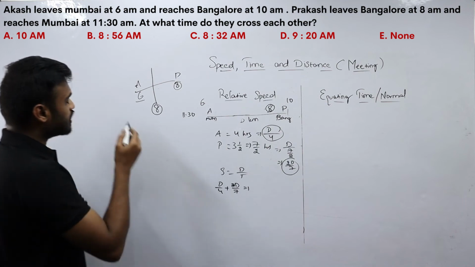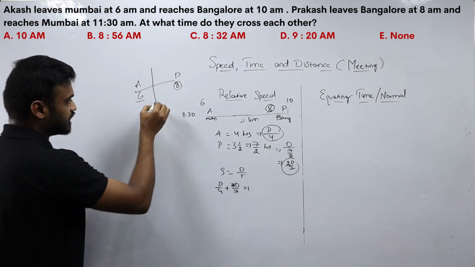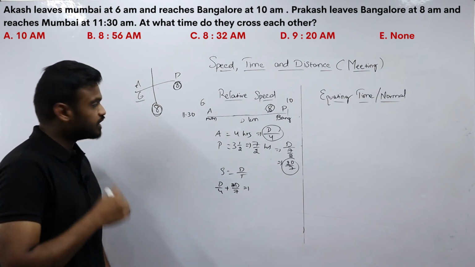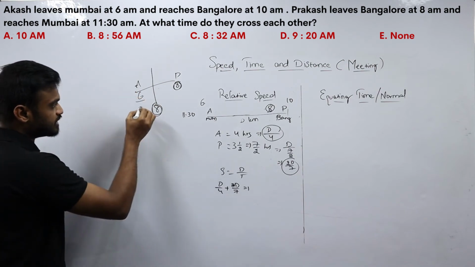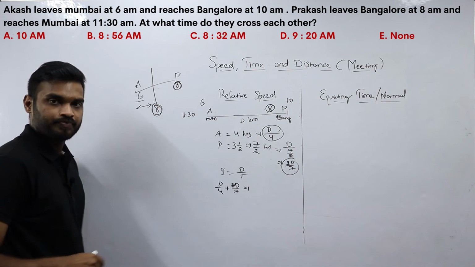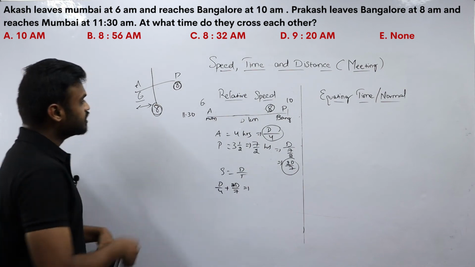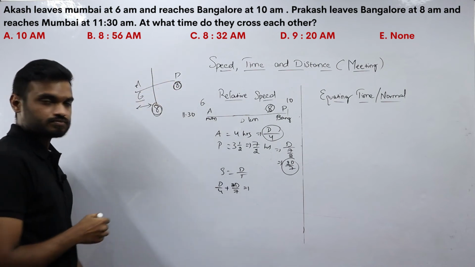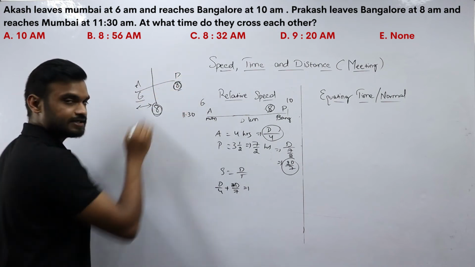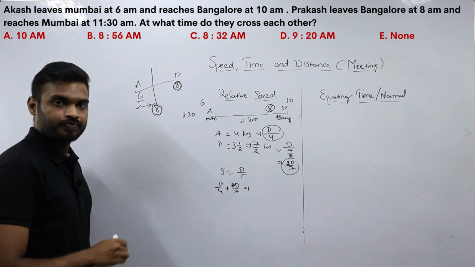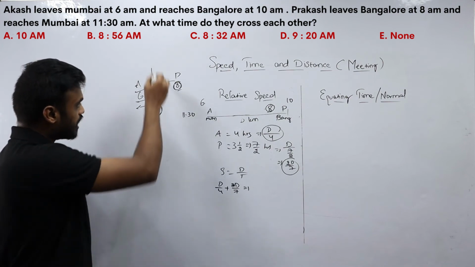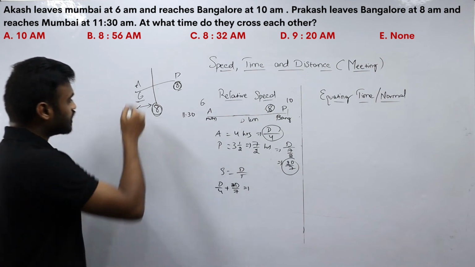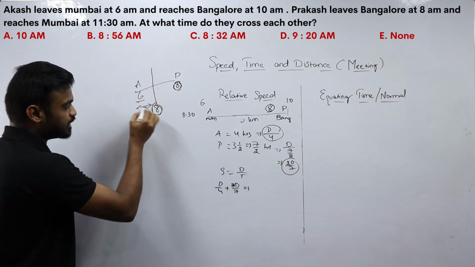Now we need to find out the distance left over when Akash and Prakash are both at 8 am. For that, first of all we need to find the distance completed by Akash up to 8 am. Try to understand this. We need to consider distance when both persons are starting at the same time. Prakash starts at 8 am and Akash starts at 6 am, so we consider the distance when Akash is also at 8 am.